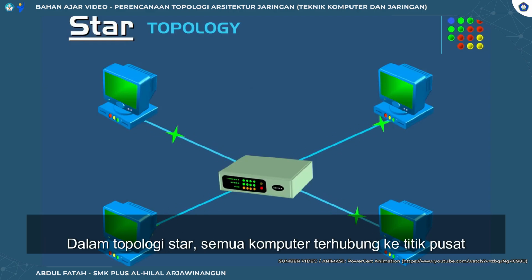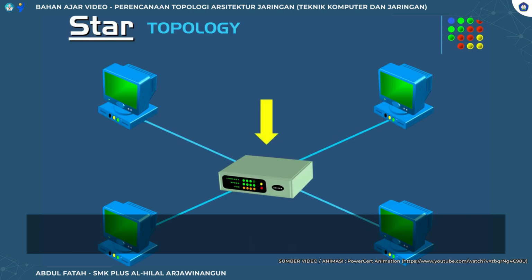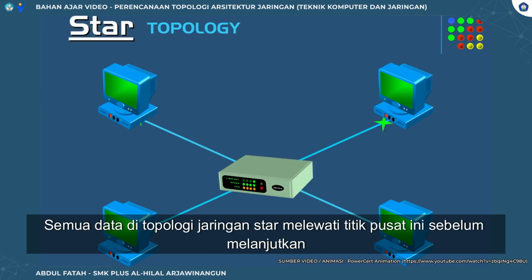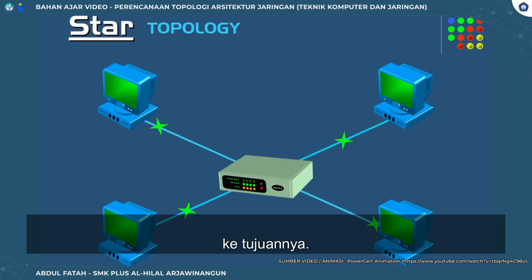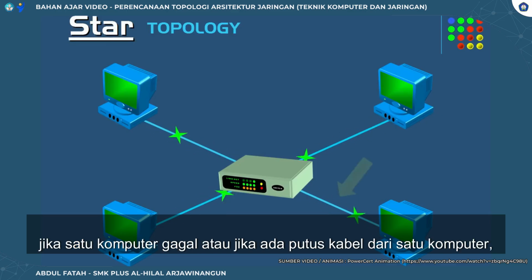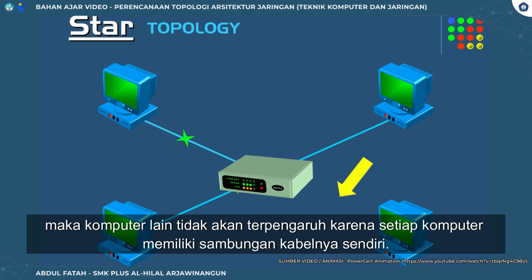Now, in a star topology, all computers are connected to a central wiring point, such as a hub or a switch. All data on a star network passes through this central point before continuing to its destination. One of the major benefits of this topology is that if one computer failed or if there was a break in the cable, the other computers would not be affected because each computer has their own cable connection.